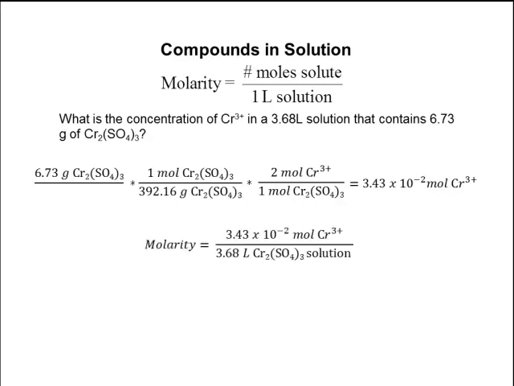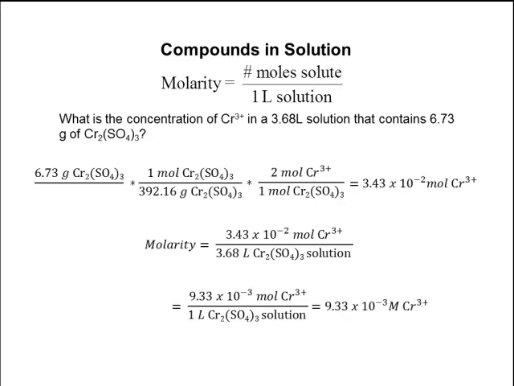Now I need to put that over my volume. Now in this case my volume is already in liters, so I don't have to convert it to liters. When I divide that out, I get 9.33 times 10 to the negative 3 moles of chromium 3 plus per 1 liter of the chromium 3 sulfate solution, or 9.33 times 10 to the negative 3 molar chromium 3 plus.